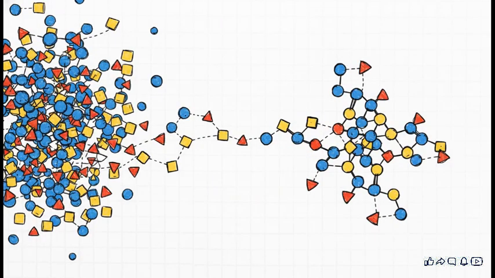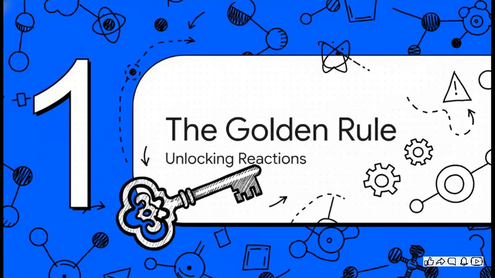But here's the thing. It's not magic, and it's definitely not about memorizing thousands of different reactions. Almost the entire vast world of organic chemistry boils down to just a few basic, fundamental patterns for how chemical bonds are made and broken. Okay, so let's get right into it.